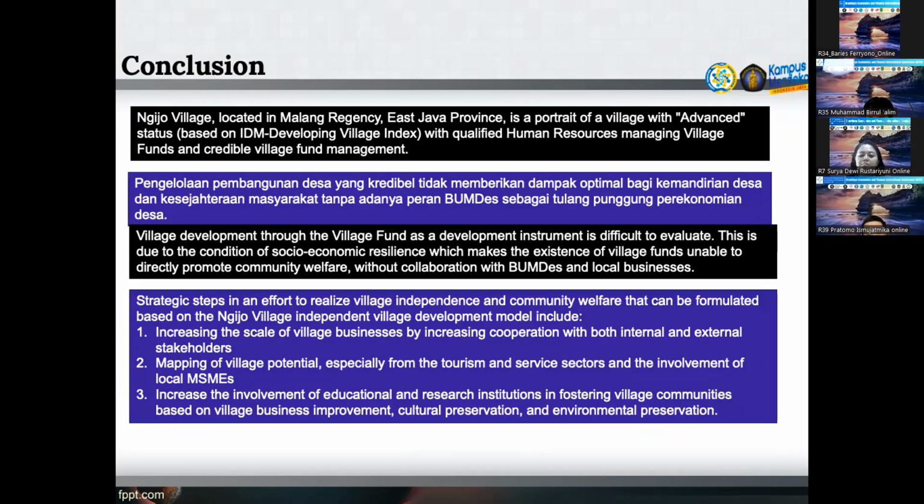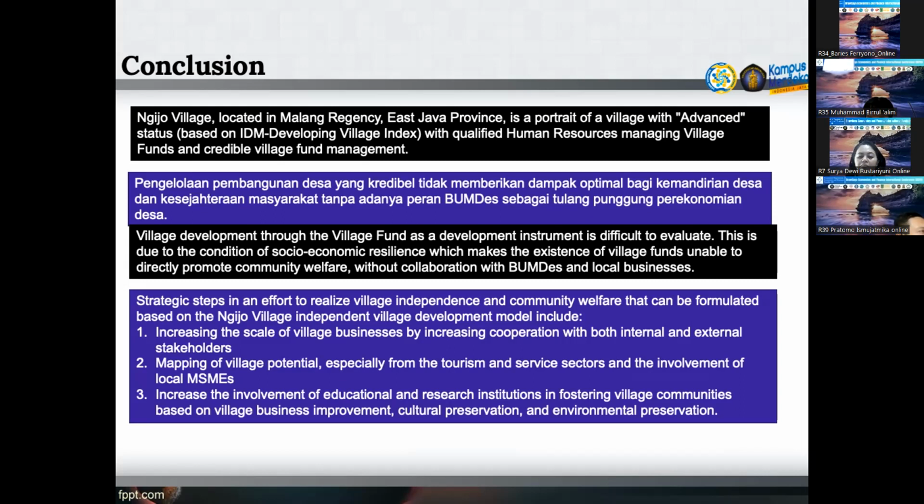So this is our conclusion. Ngijo village, located in Malang Regency, East Java province, is a protected village in advanced status. However, with quality, they are qualified. They have qualified human resources to manage the village fund and credible village fund management, even though they still lack on the village enterprise.